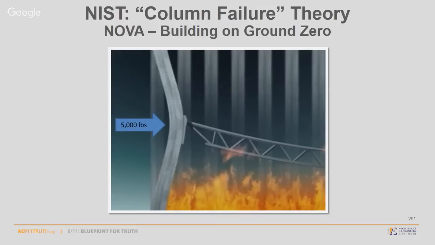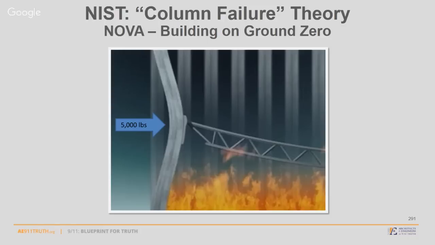Now, a sagging floor truss cannot bend a 14-inch square steel tube column, or several of them in this case, because these trusses weren't at every column. So what does NIST do? They impose an artificial 5,000-pound lateral force on the column, forcing it to bend and buckle in their computer model.